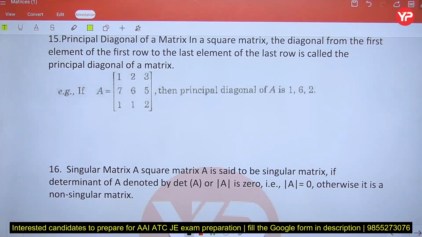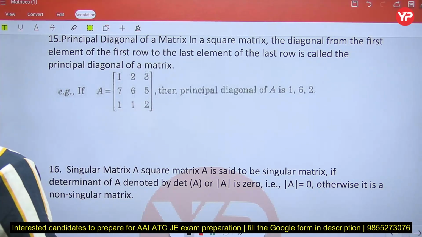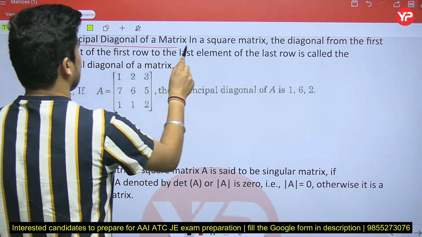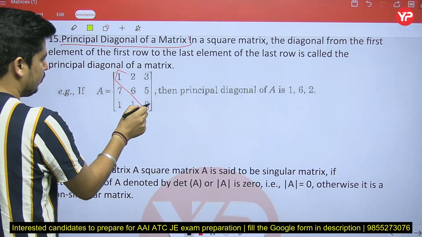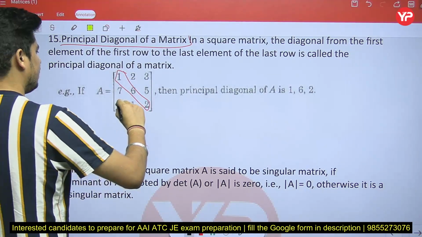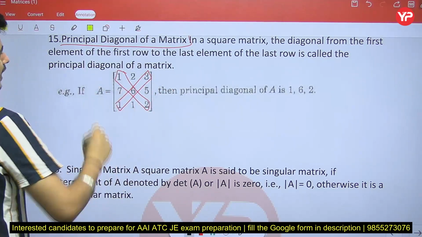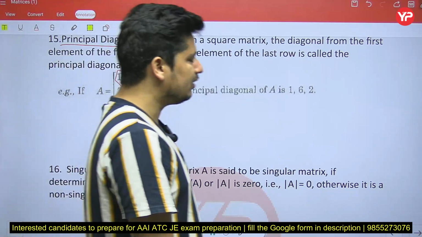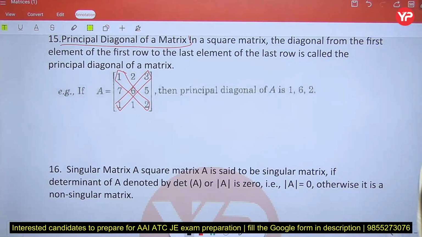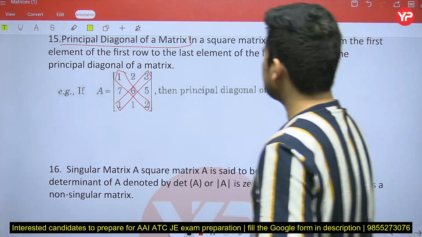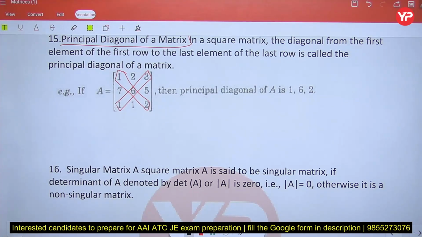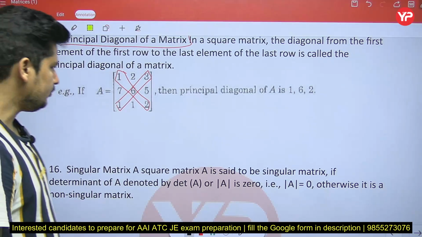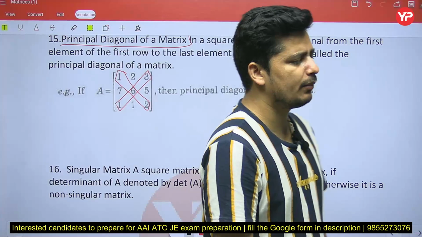Principal diagonal of a matrix. Basically inside any rectangle or square there are two diagonals. This is the first diagonal, this is the second diagonal, right? I'm talking here about a square matrix, not a rectangular matrix. We generally define the principal diagonal for a square matrix, right?